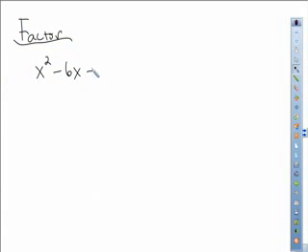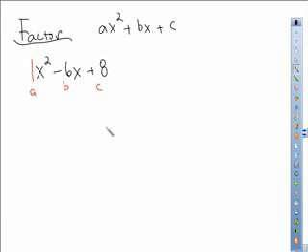Now, let's say we have a factoring problem. Let's say I ask you to factor x squared minus 6x plus 8. If it has three terms, this is considered a quadratic in the form ax squared plus bx plus c. In this case, our a value would be this imaginary 1 right here, the negative 6 would be b, and the c value would be 8.